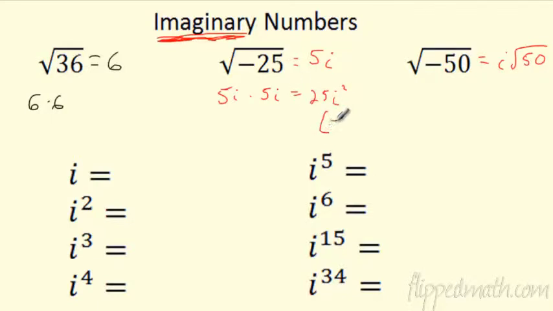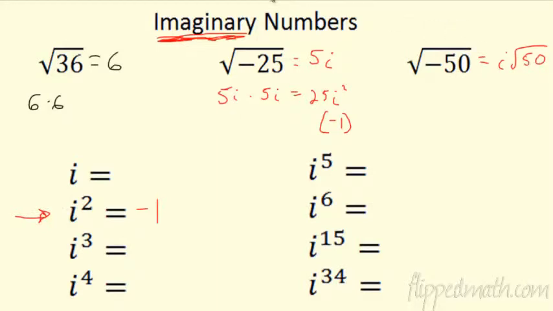So here's the magic of it all: i squared is negative 1. That's what gives us 25 times negative 1 is negative 25. Skipping ahead to my chart here, i squared is negative 1. That's really the key to imaginary numbers, this i squared. Awesome. Very nice.